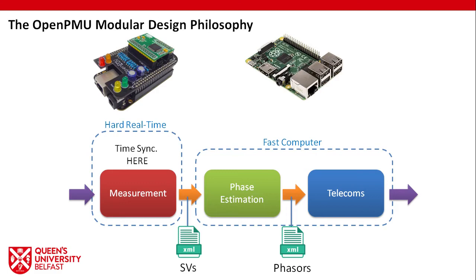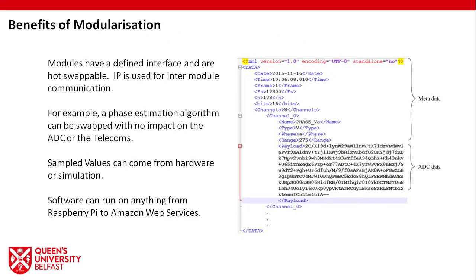Pictured on this slide, the measurement block is realized on a BeagleBone Black, while the fast computer in our case is the Raspberry Pi. From this, you can determine that the bill of materials for an OpenPMU is really quite reasonable. Although XML is far from the most efficient way to pipeline this data, indeed, it does incur a processing overhead and it is byte inefficient in terms of data transmission, the benefits far outweigh the negatives.